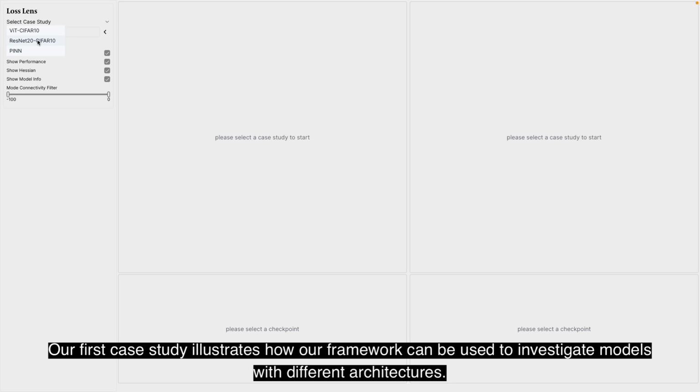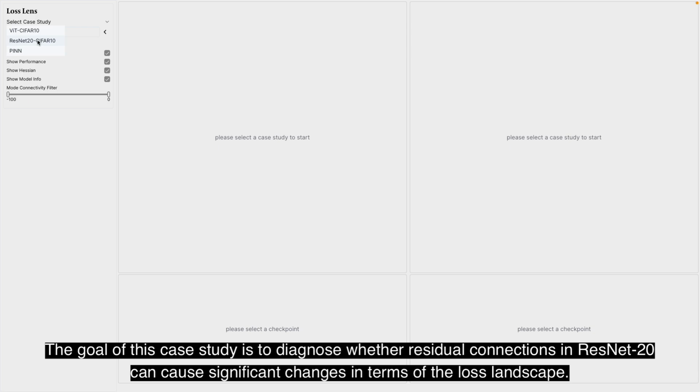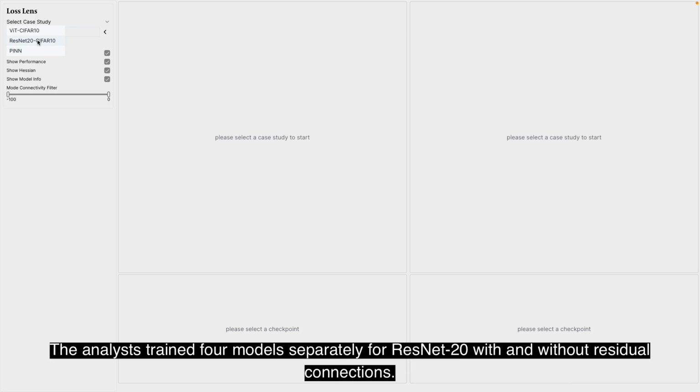Our first case study illustrates how our framework can be used to investigate models with different architectures. The goal of this case study is to diagnose whether residual connections in ResNet 20 can cause significant changes in terms of the loss landscape. The analyst trained 4 models separately for ResNet 20 with and without residual connections.